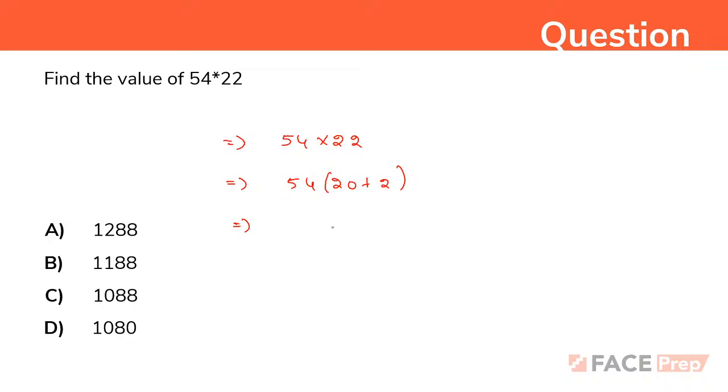What is 54 into 2? That gives you 108, because we have 0 at last, so that will be 1080, plus now 54 into 2, which is nothing but again 108 only. So if I add both the values, that will be 1188. So the answer for this question will be option B, 1188. Superb guys, super great response. Let's go to the next question then.